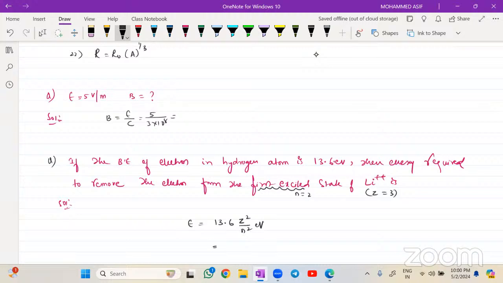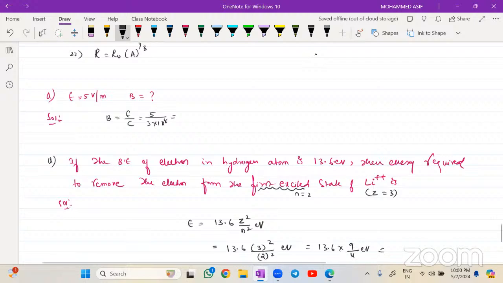Clear? So that is equal to 13.6 into 3 square divided by 2 square electron volt. See how much I'm getting. 13.6 into 9 divided by 4 electron volt. That will give me the answer. 30.6. Very good.